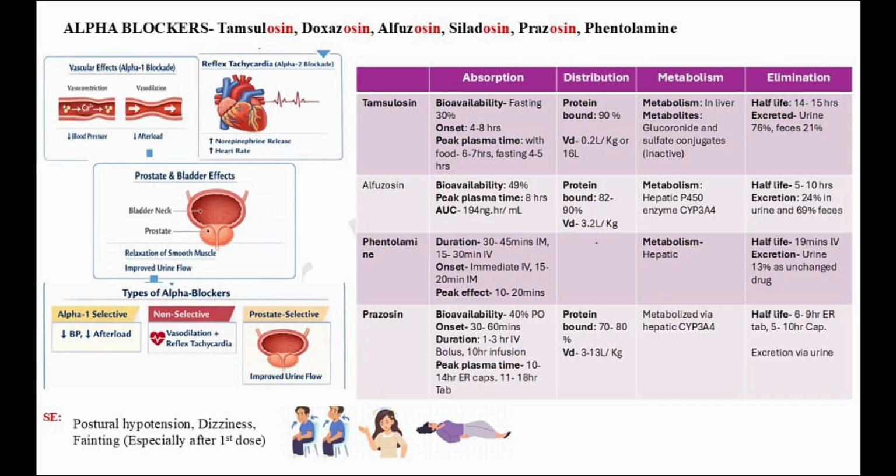This table summarizes the pharmacokinetic properties of alpha blockers, such as tamsulosin, alfuzosin, phentolamine, and prazosin. These drugs work by blocking alpha-1 receptors in blood vessels, leading to vasodilation and reduced blood pressure. Most of these drugs are metabolized in the liver and excreted through urine or feces.